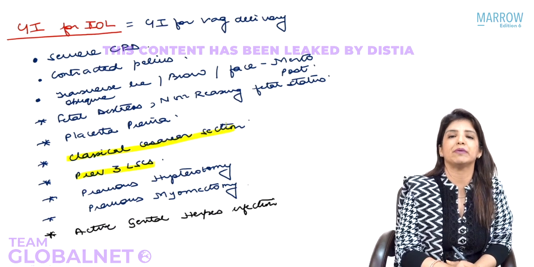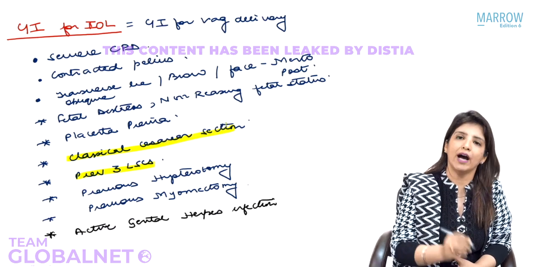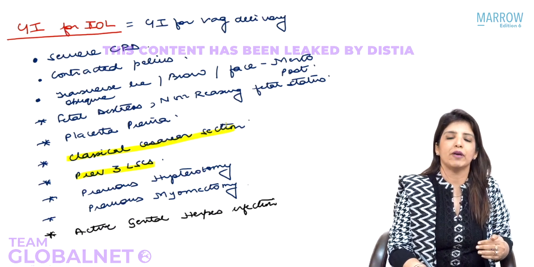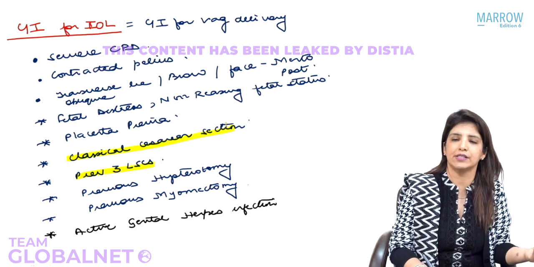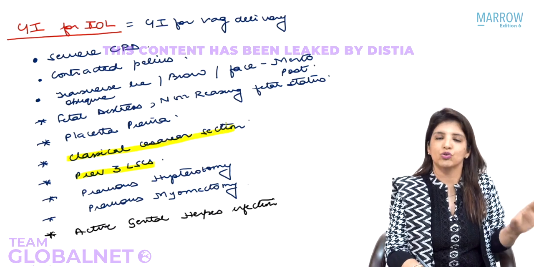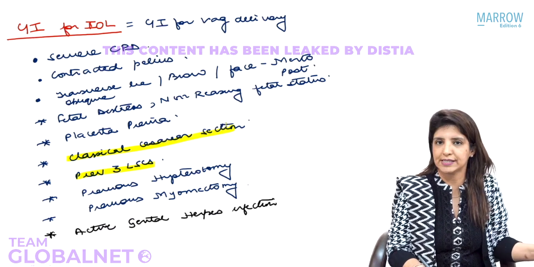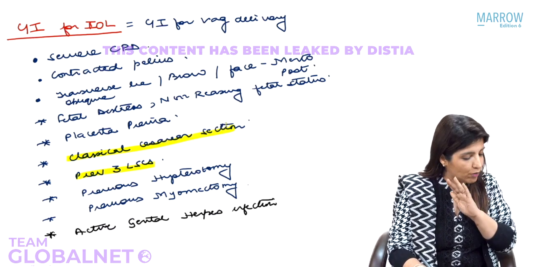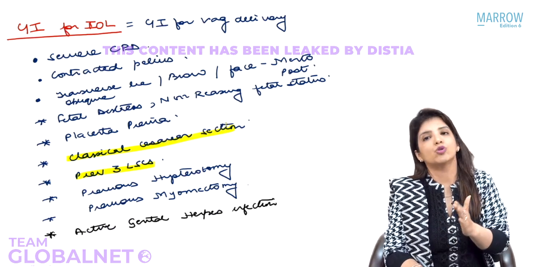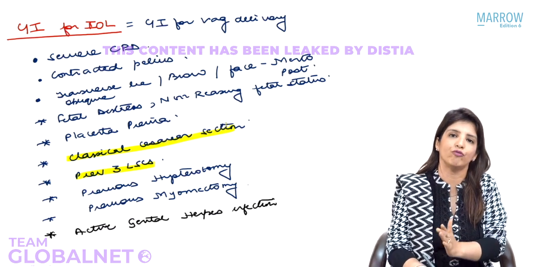Earlier it was said that previous 2 LSCS are contraindications for induction of labor. Now it is said that previous 3 LSCS are. If there is a female who has a history of previous 2 LSCS, you can allow vaginal delivery if her pelvis is adequate. So that is why induction of labor is not contraindicated in previous 2 LSCS. In previous 3 LSCS, I will not allow vaginal delivery even if her pelvis is adequate. So previous 3 LSCS is a contraindication for induction of labor.